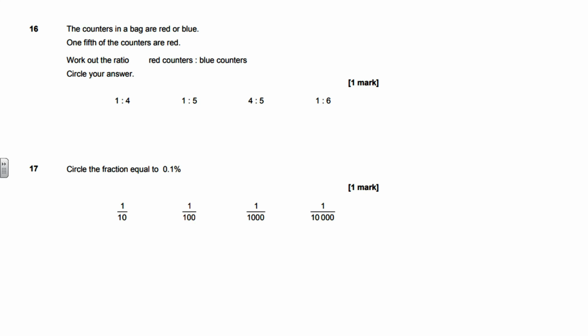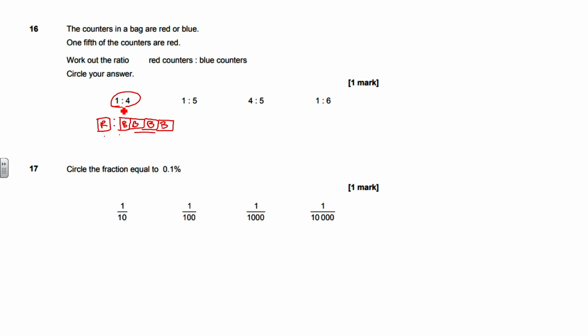Question 16, counters in a bag are red or blue, 1/5 of the counters are red, work out the ratio of red counters to blue counters. Simplest amount to divide into a fifth would be 5. It tells me I've got 1 red and 4 blue, or 1/5 of them are red, so 1 out of 5 is red, the rest are blue. Writing that out, 1 out of 5 is red, the other 4/5 are blue. We can see we end up with a ratio of 1 to 4.